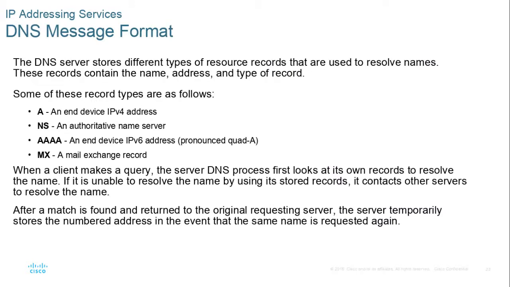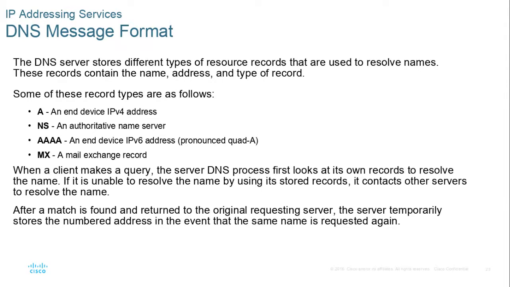So there are some different types of things in the DNS. I can ask for an end device's IP version 4 address. That's called an A record. I can ask for an authoritative name server, like Google has a name server at 8.8.8.8. The Quad 9 project has a DNS server at 9.9.9.9 that does a pretty good job of filtering out malware.